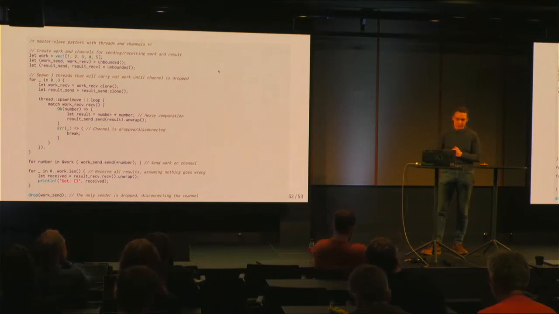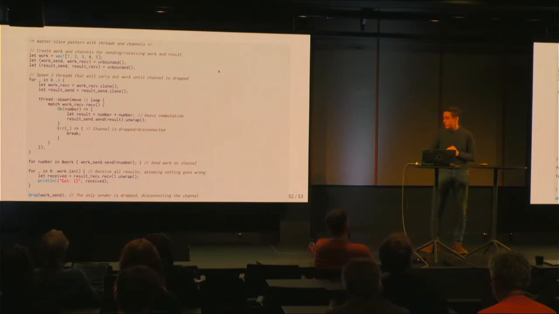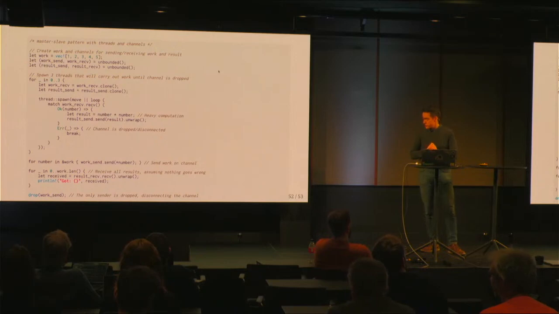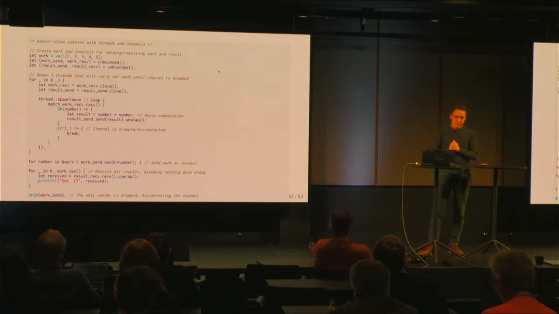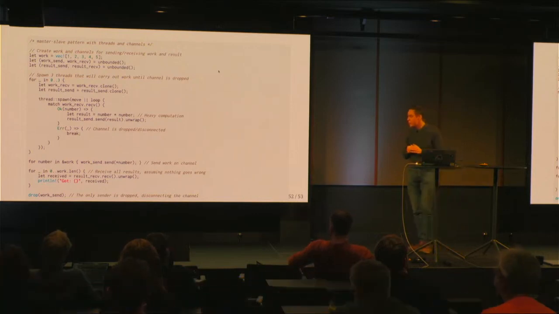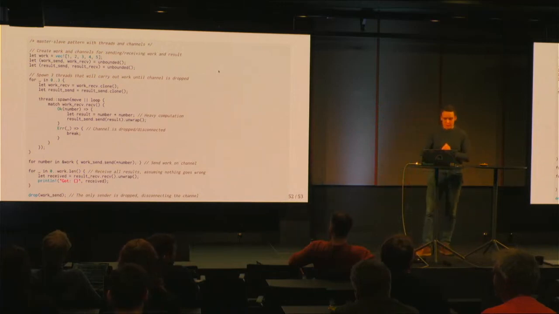And the thread goes straight into a loop, this loop shorthand notation for looping, and then we use pattern matching on receiving on the work channel. And then if we get some work, this OK number in the middle here, then we do the heavy work, number times number, and we send the result back on the result channel.